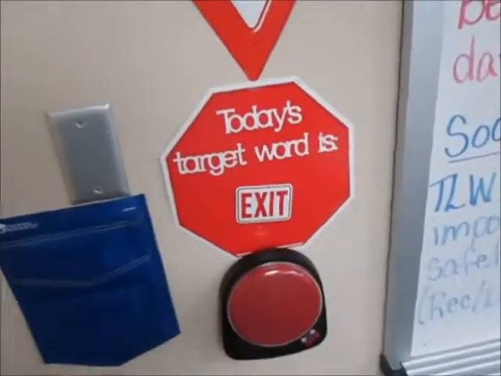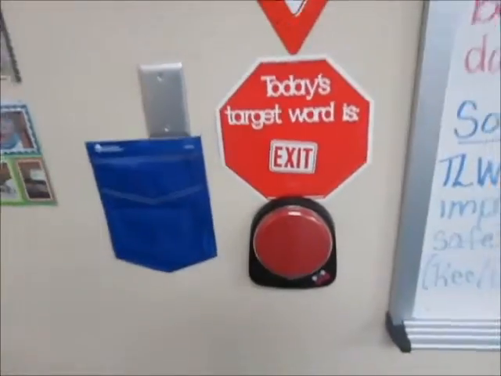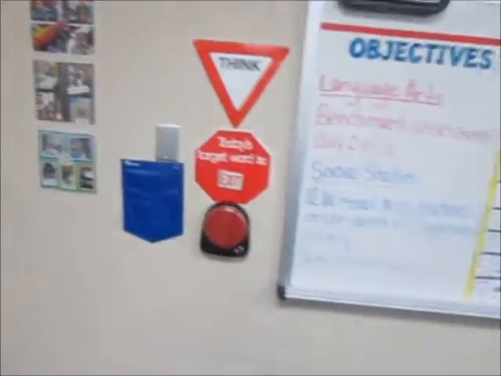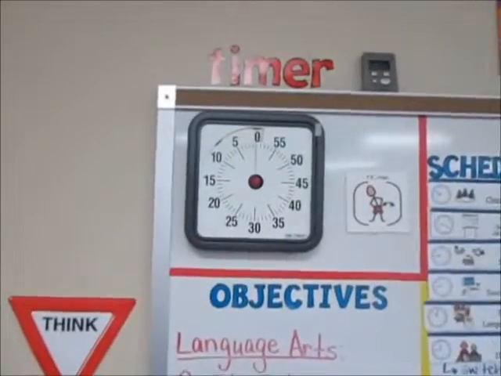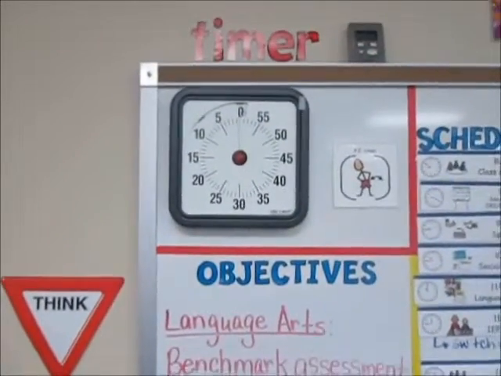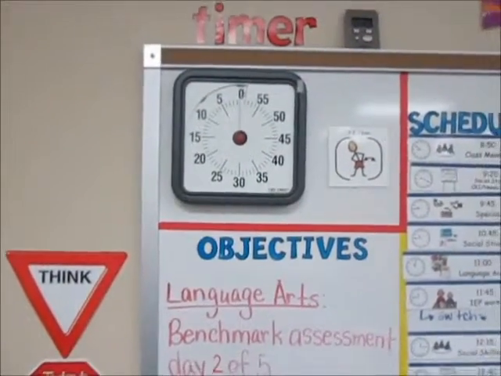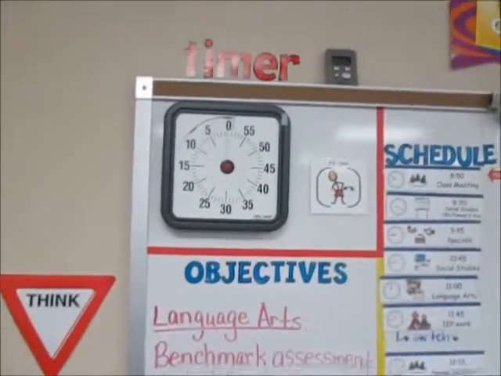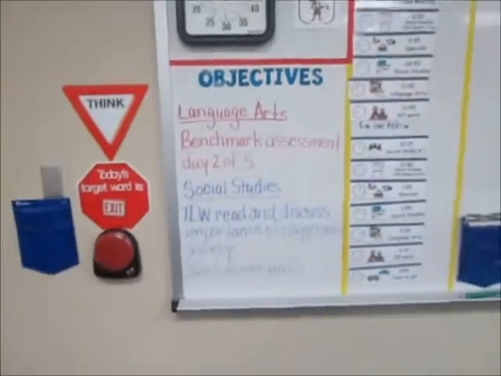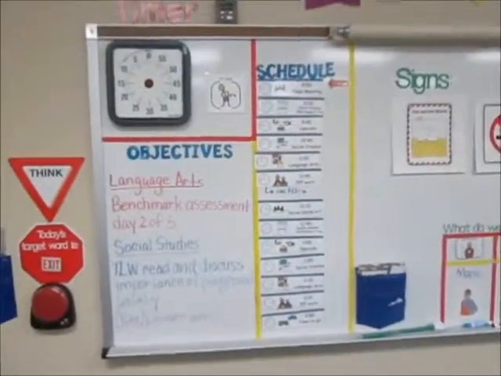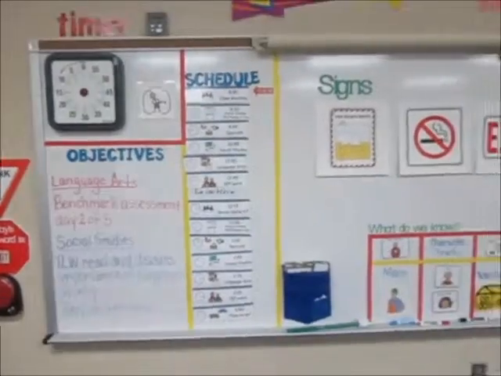Exit. And then they'll tell me what it means on their way out. Exit means to go out. This is our transition timer, whatever it says, if we're going to specials, switch class, we'll know. And that way, if we're not here, people can look up there and they know where we are. Objectives. Schedule. Thank you, Julia.